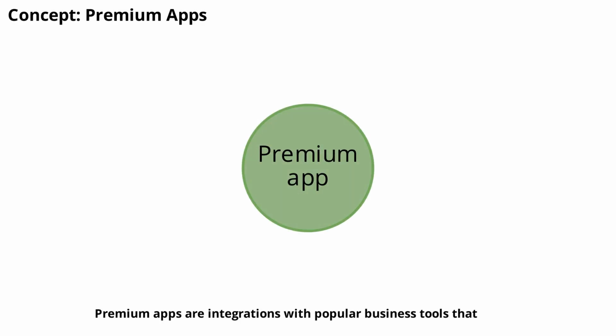Premium apps are integrations with popular business tools that are only available on the Pro and Enterprise plans. If your workflow depends on these apps, you'll need to choose a higher tier plan. Always check if your required apps are considered premium before selecting a plan.